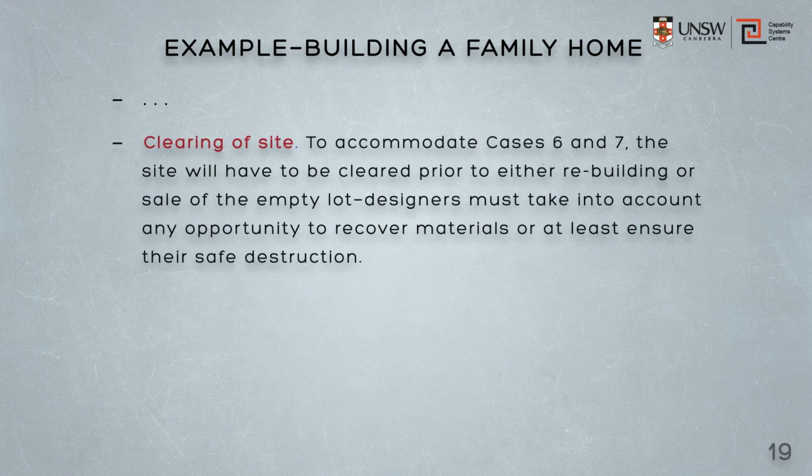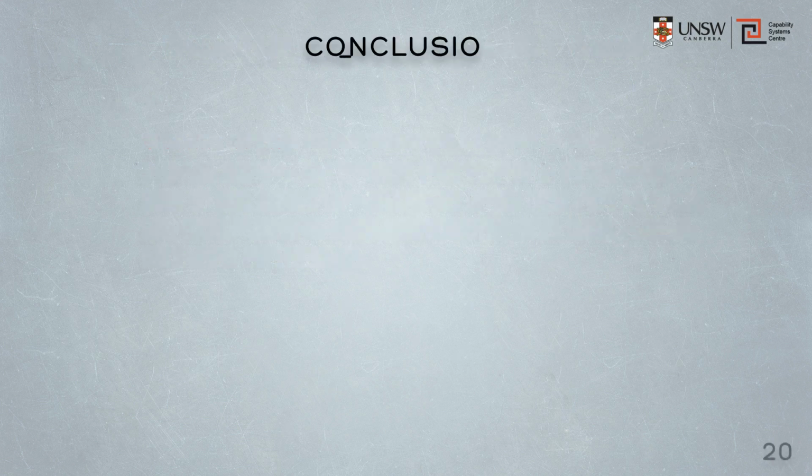Now, in the catastrophic cases, when the house is no longer inhabitable and we are now thinking of disposing of the house, to accommodate cases 6 and 7, we'd have to clear the site prior to either rebuilding or sale of the empty lot. In that case, then, designers have to take into account any opportunity to recover materials as safely as possible, to not use hazardous materials to enable the destruction to be safe, and perhaps to use materials where the cost of destruction is lower. So even from this simple example, we can see that a retirement concept must consider many more things than the ultimate disposal of the system.